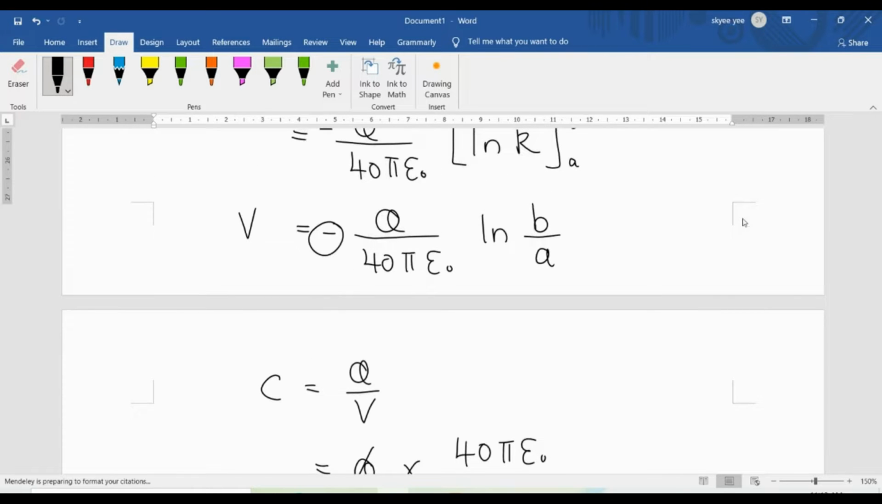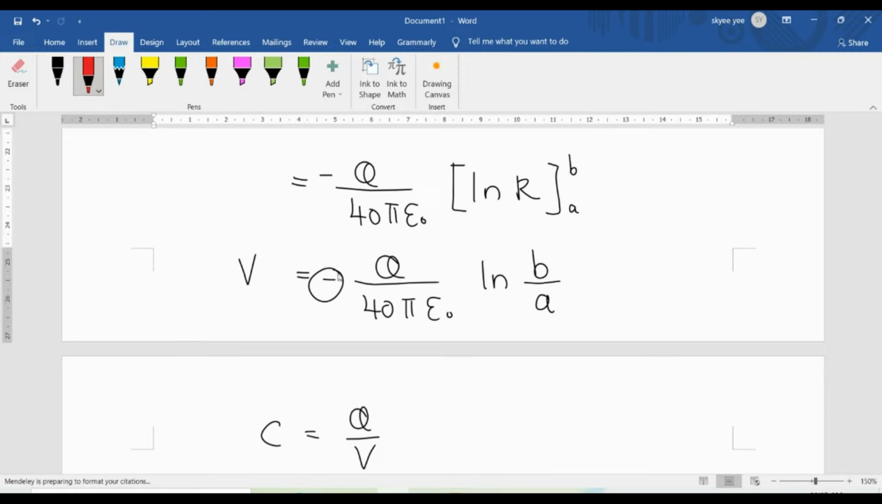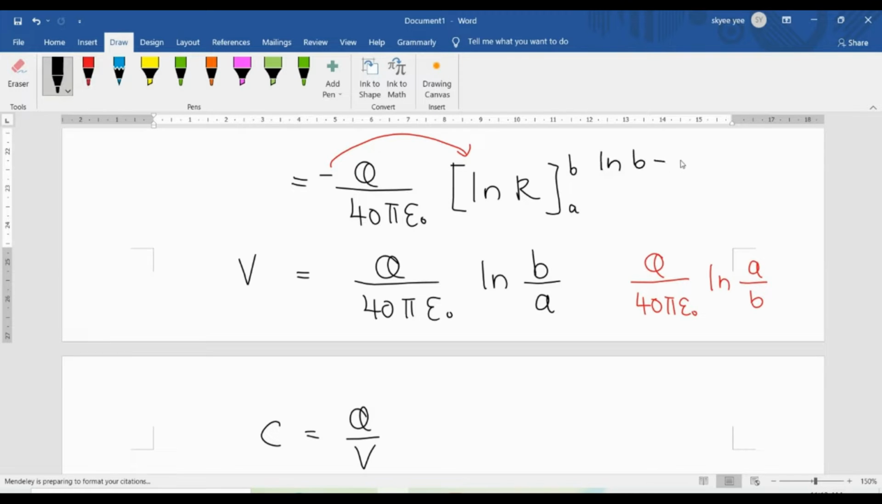If you want to take into consideration the negative, let me show you what happens. Maybe in this case, I will write in different colors. If you consider this one inside, you will get another formula. Q equals 4π epsilon naught ln A over B, because it will be negative ln R. If you want to take into consideration the negative, then it will be like this, because for this one, this is ln B minus ln A. If you add this negative inside, then it will become ln A minus ln B. So you will get this thing, the red one.